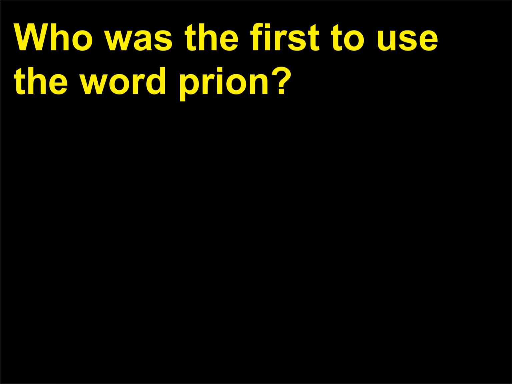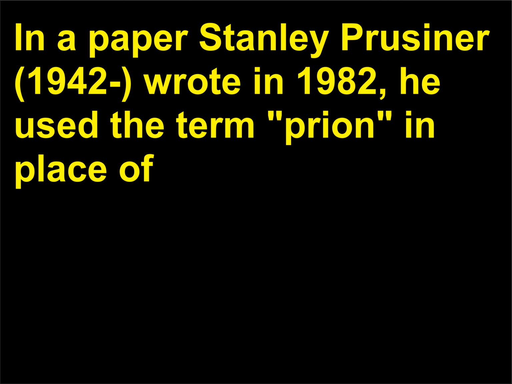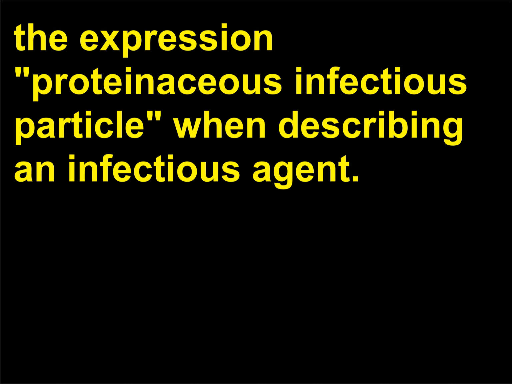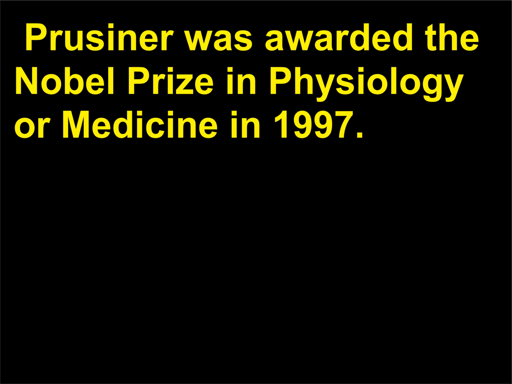Who was the first to use the word prion? In a paper written in 1982, Stanley Prusiner, born 1942, used the term prion in place of the expression proteinaceous infectious particle when describing an infectious agent. Prusiner was awarded the Nobel Prize in Physiology or Medicine in 1997.